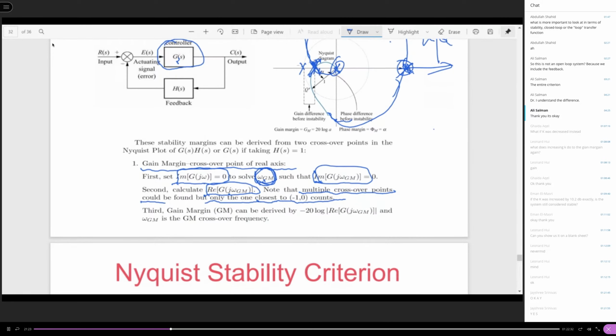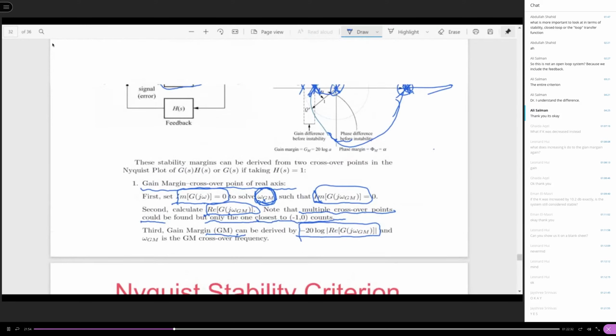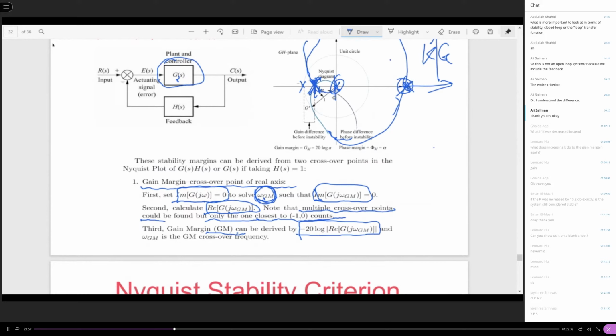Now the third step is that you can calculate the gain margin based on this definition. It is going to be -20 log of the absolute value of the real part of G of j omega gm. Calculate the magnitude at the closest point, which is here.